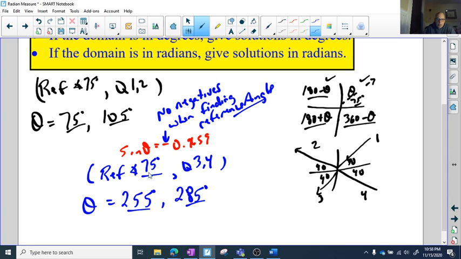So notice the difference. Reference angle didn't change, but the quadrants changed because my trig ratio was negative, and the sine ratio can only be negative in your bottom two quadrants. So therefore, I had to rely upon generating a 75-degree reference angle, and these two formulas allow us to do that in quadrants 3 and 4.